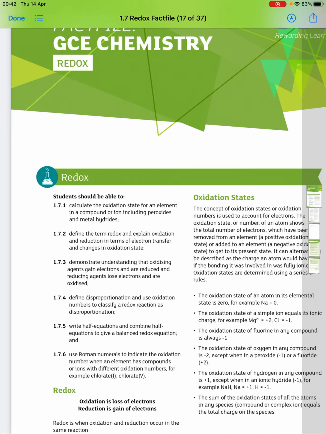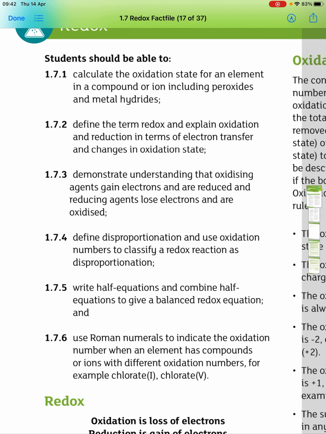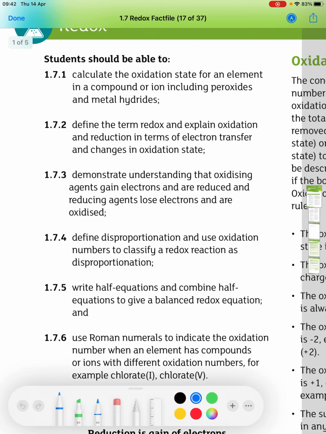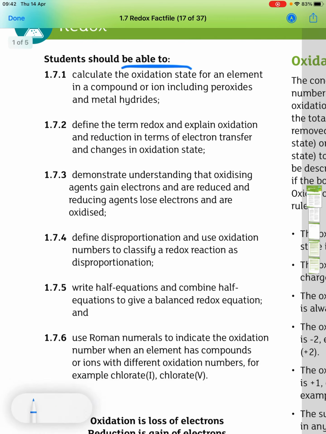This is 1.7, which is redox. So 6 points here to be aware of. The first one is to be able to calculate the oxidation state for an element in a compound or ion, including peroxides and metal hydroxides.